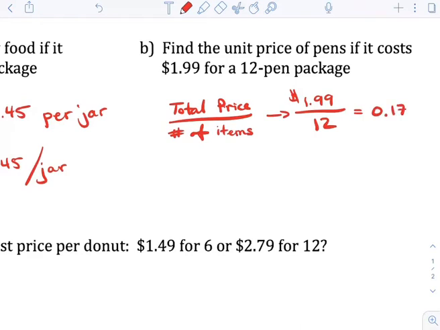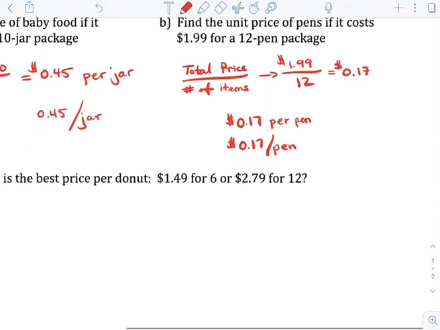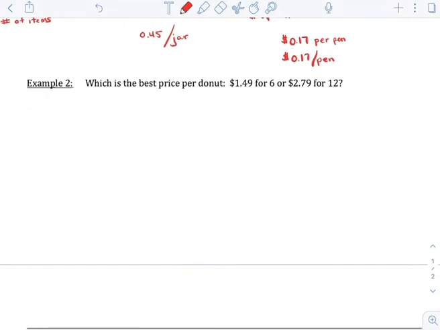$0.165, which is 17 cents. So you might see it written like this: per pen, or you might see, as I showed you before, that slash means per. 17 cents. Like so. Now, why is this useful? Well, we're going to be able to compare items.